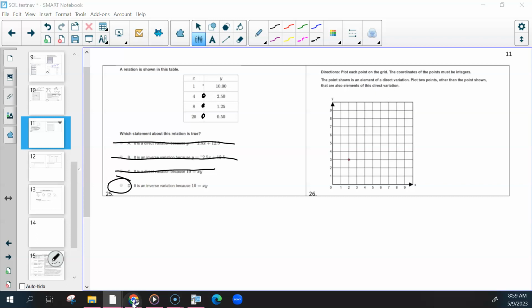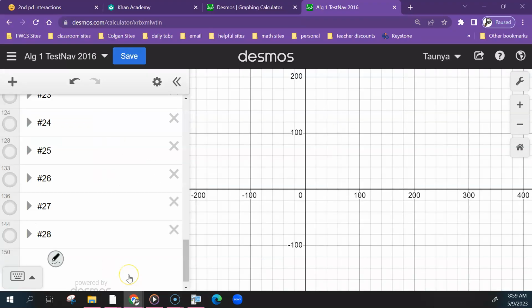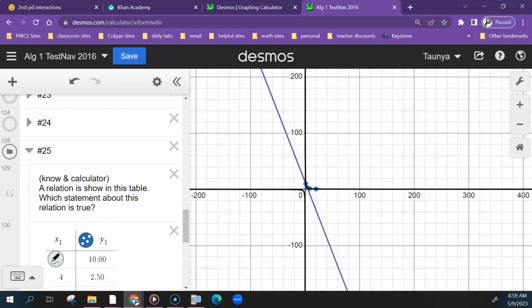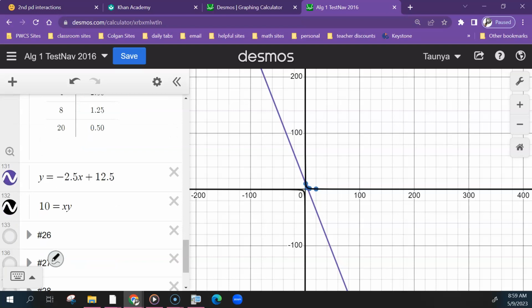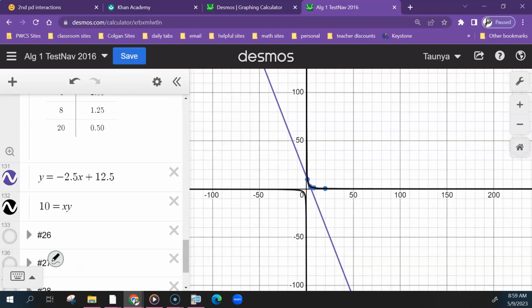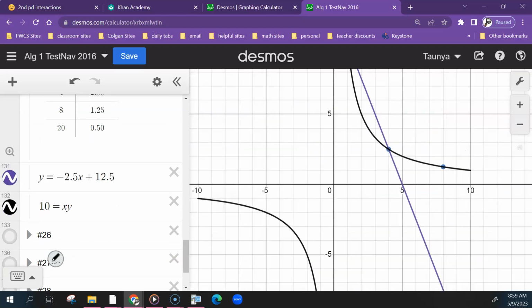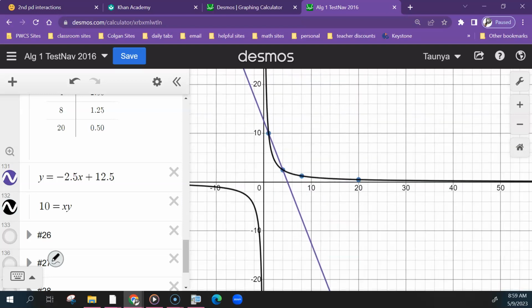In Desmos, so it's 25. If you made the table and you put in all the equations, it's only going to match one of them. And it curves. So this one. So D again is your answer.